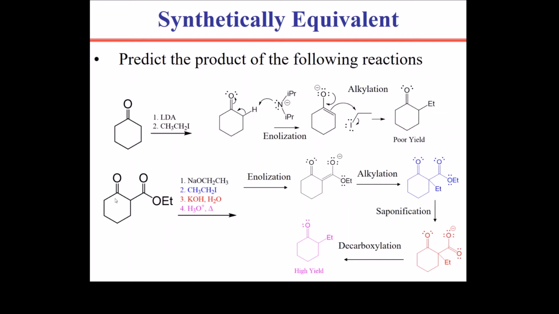So instead, we start off with a beta-ketoester, and we still have the same first two steps. There's an enolization step and an alkylation step, but then in order to clip off the ester portion, we have a saponification step followed by a decarboxylation step. And I've color-coded these to try to help you see how each of these four steps will get you to a different point in your synthesis.